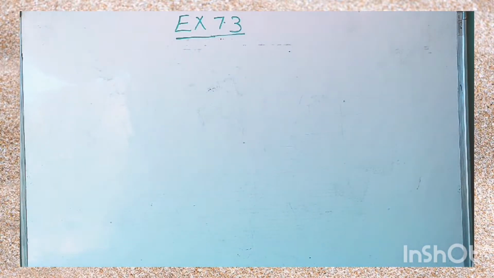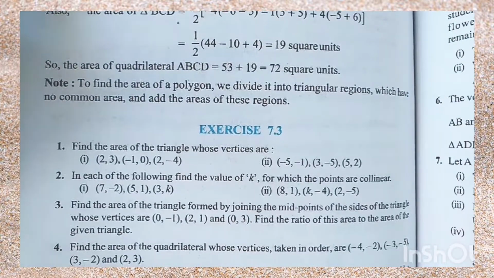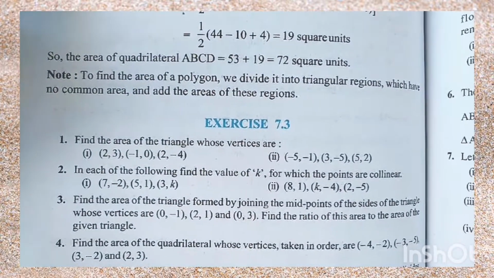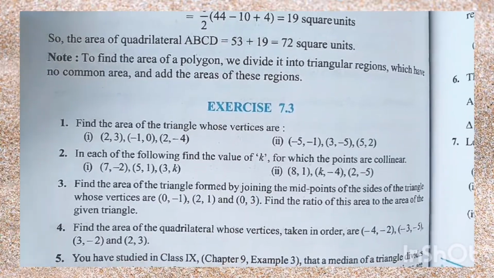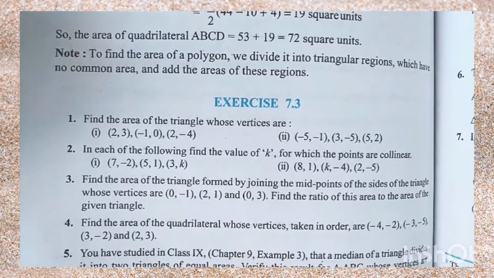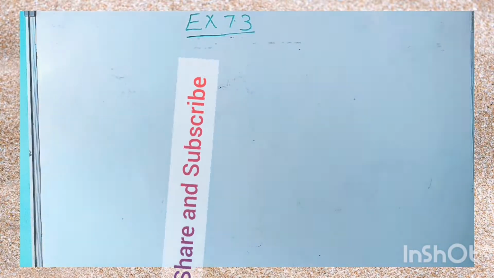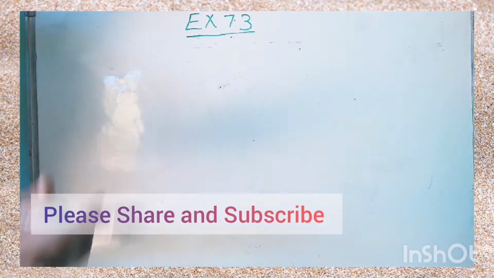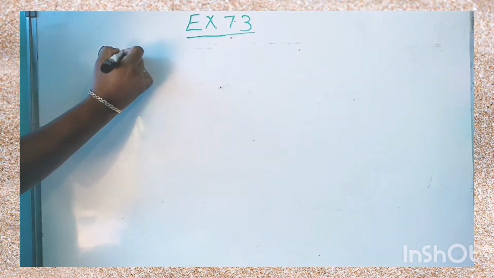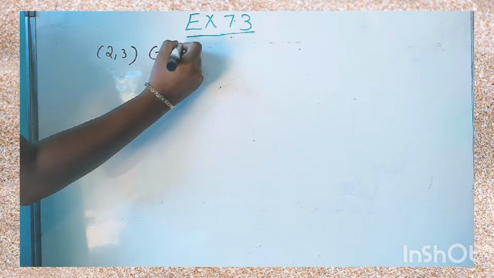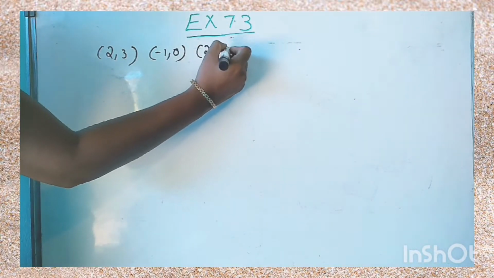My dear children, today we are going to discuss exercise 7.3. First question: find the area of the triangle whose vertices are (2, 3), (-1, 0), (2, -4). So we need to find the area of the triangle formed by the given 3 points. The 3 points are (2, 3), (-1, 0), (2, -4).